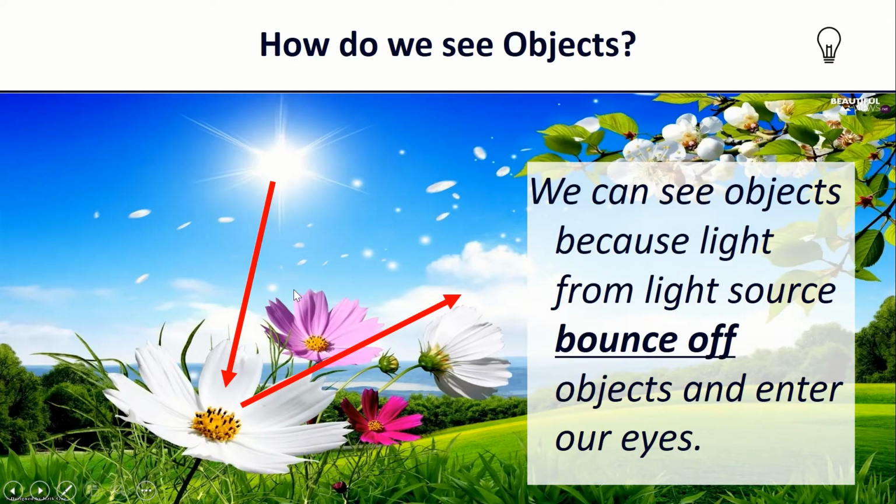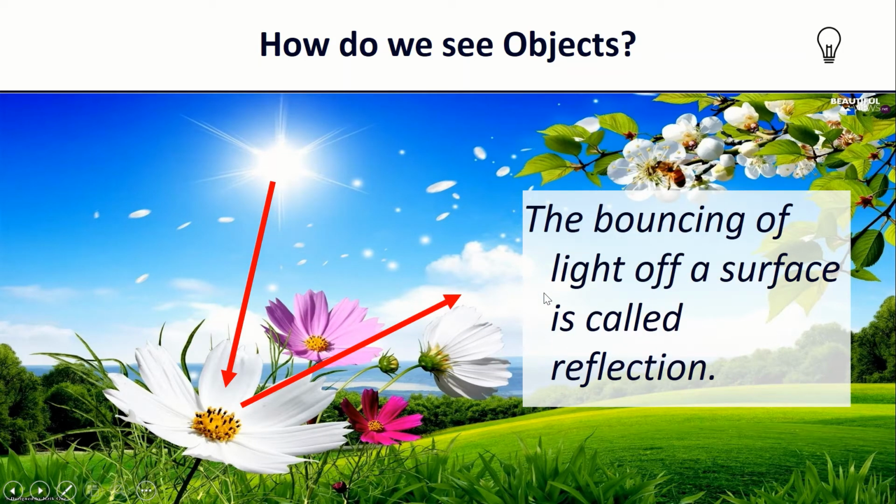So moving on from here, as we were saying just now, how do we see objects? Because lights from light sources bounce off objects and enter our eyes. So in this picture here, we are able to see the flower because there is a light source, which is the sun. The light source provides the light energy, the light rays that bounce off the flower and enter our eyes, which are maybe here. This bouncing of light is what we call reflection.